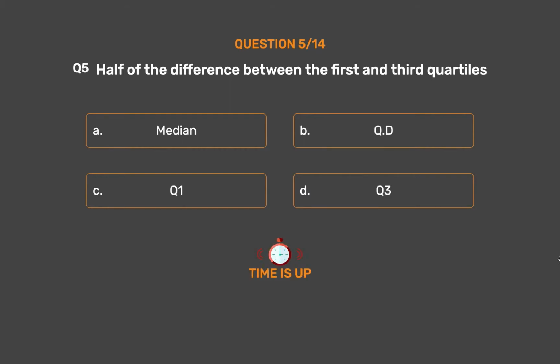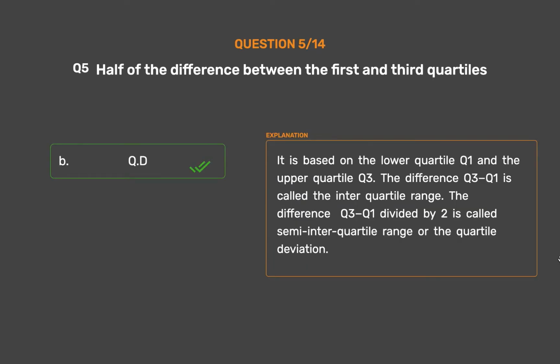The correct answer is Option B. QD. It is based on the lower quartile Q1 and the upper quartile Q3. The difference Q3 minus Q1 is called the interquartile range. The difference Q3 minus Q1 divided by 2 is called semi-interquartile range or the quartile deviation.